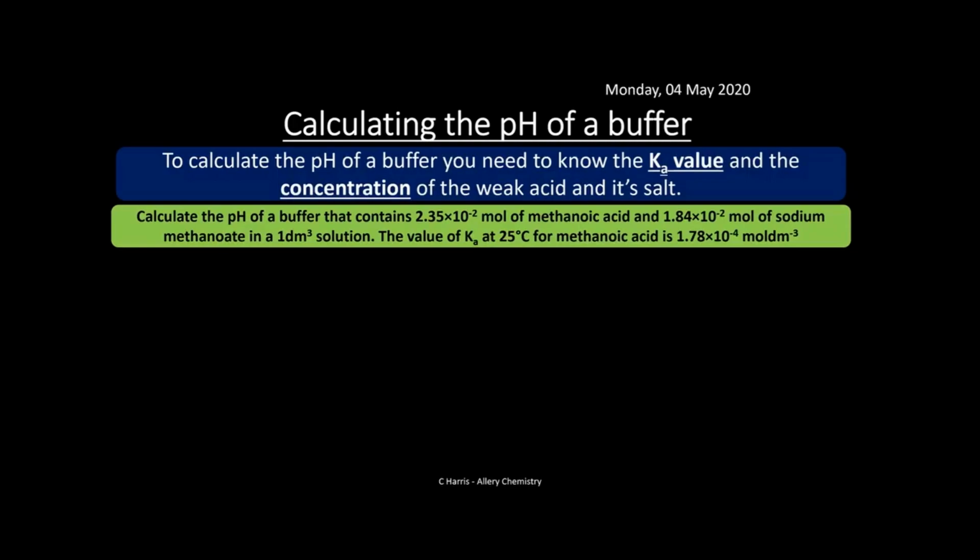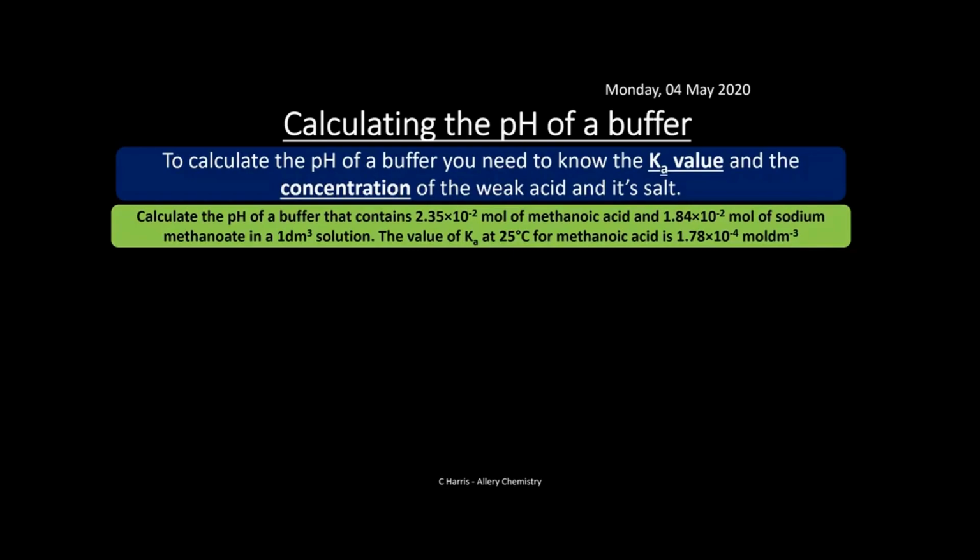Calculate the pH of a buffer that contains 2.35 times 10 to the minus 2 moles of methanoic acid and 1.84 times 10 to the minus 2 moles of sodium methanoate in 1 dm cubed of solution. The value of Ka at 25 degrees Celsius for methanoic acid is 1.78 times 10 to the minus 4 moles per dm cubed. Wow, right, there is a lot of information there.